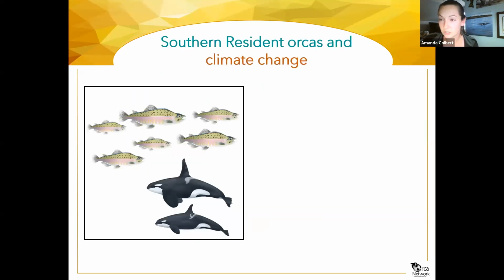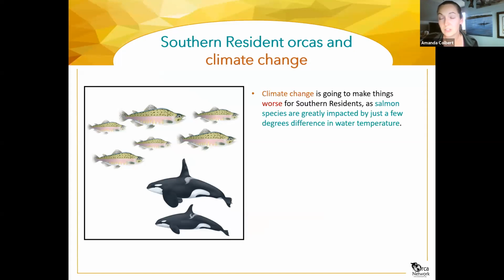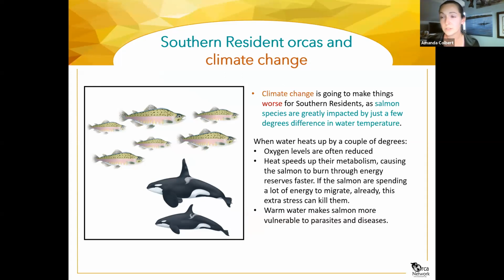So if we get into southern residents and climate change, it is potentially going to make things worse for southern residents because the salmon species that they rely on are really, really impacted by just a few degrees difference in the water temperature. So they really need cold, clean water with a lot of oxygen in it in order to survive. So when the water heats up by a couple of degrees, here are some of the things that are happening. That oxygen is going to be reduced.